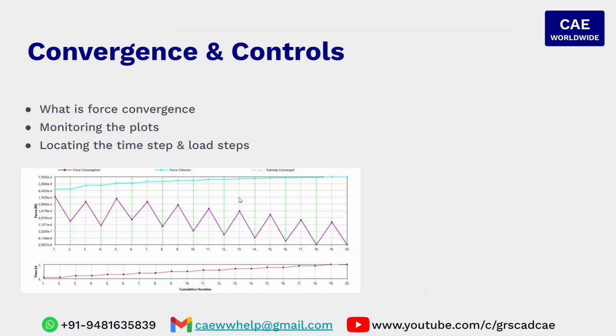Then we move on to convergence and controls. Convergence is one of the important aspects in the solution of any finite element analysis problem. Most people struggle, or some people don't even know, that convergence is one of the key factors telling us the problem is progressing in the right direction. How do we monitor this convergence? How do we locate this force convergence? What does the force convergence look like with respect to the time increment as the solution progresses? We are going to discuss it in detail.